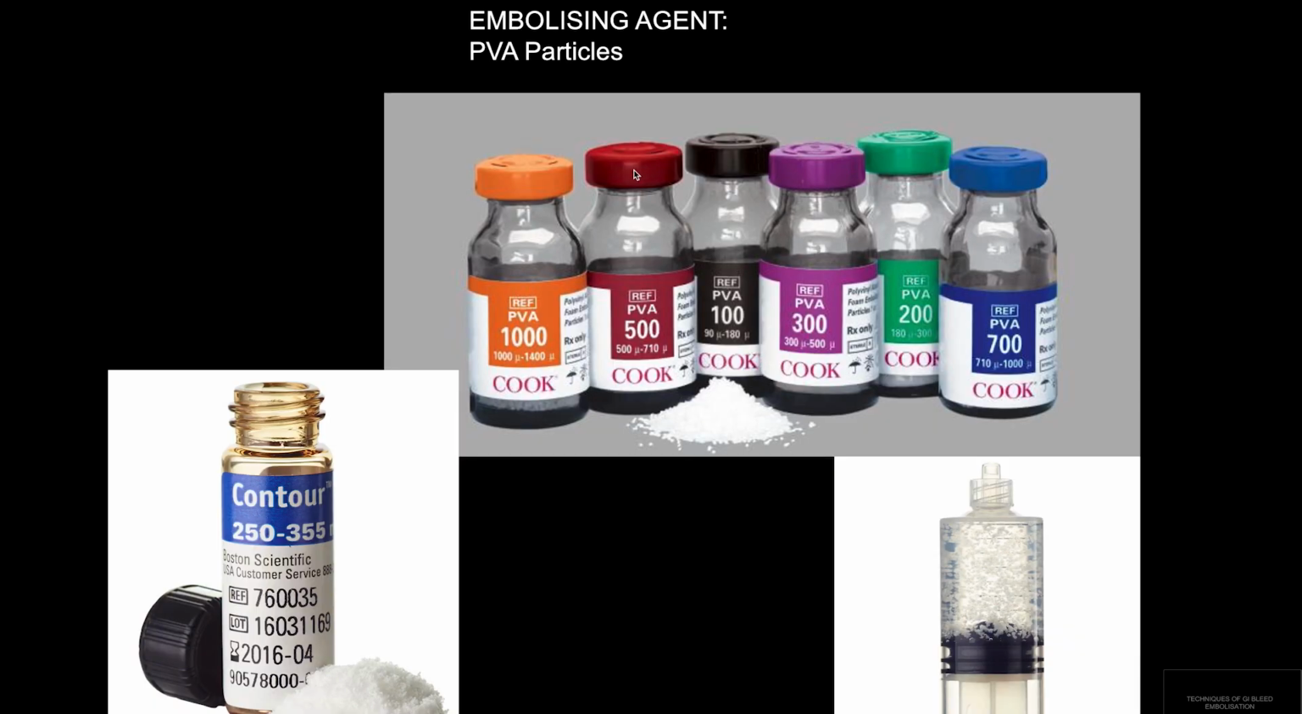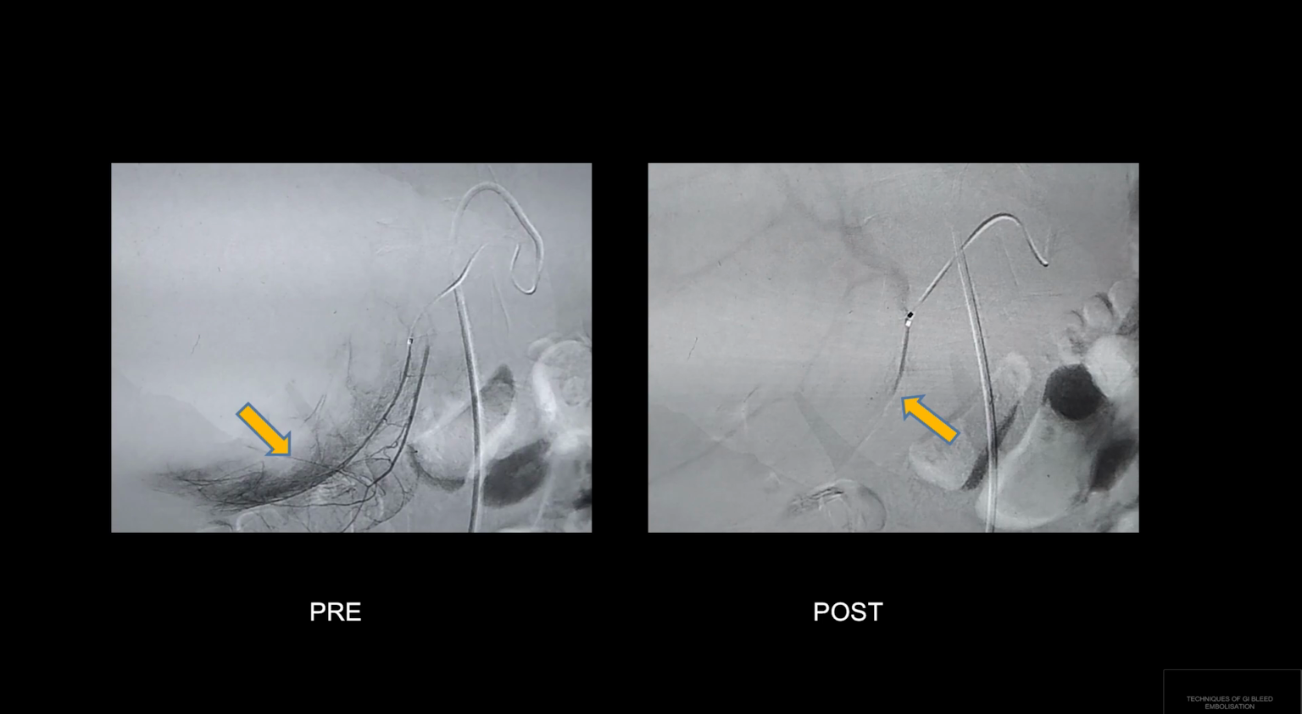So in such cases, we can use particle embolizing agents like PVA particles. So these PVA particles come in different sizes depending upon the vessel which we need to embolize, and once we use it along with the contrast agent and inject into the selected vessel, it achieves immediate hemostasis. And we did a selective angiogram.